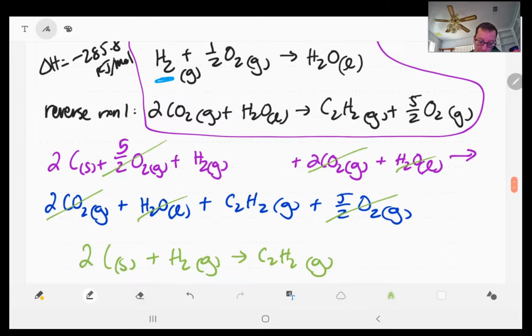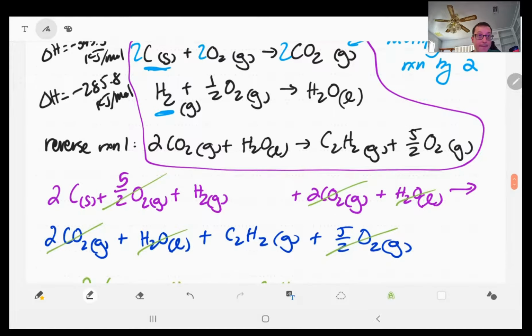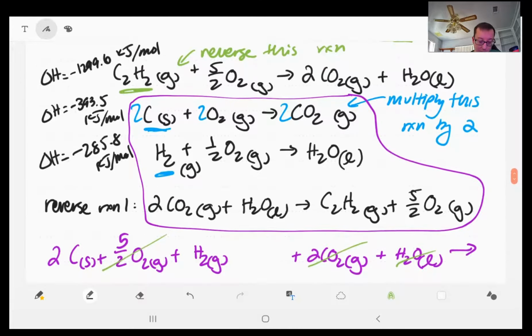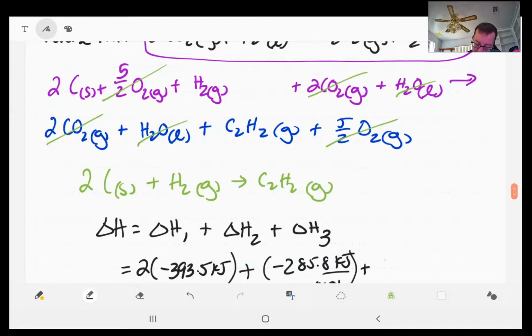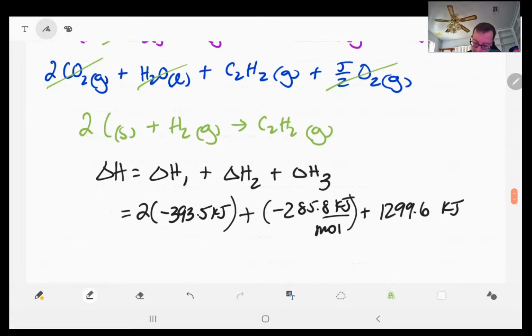And then the last one we had to reverse it. That's the reverse of our original reaction, which means that's a positive one now. So that was 1299.6 kilojoules per mole. I forgot the moles there. So there we go. Now we just need to add them up.